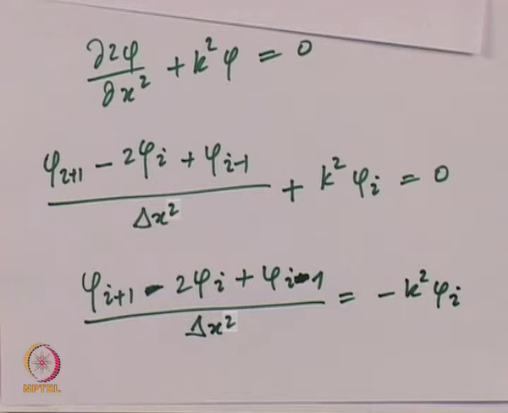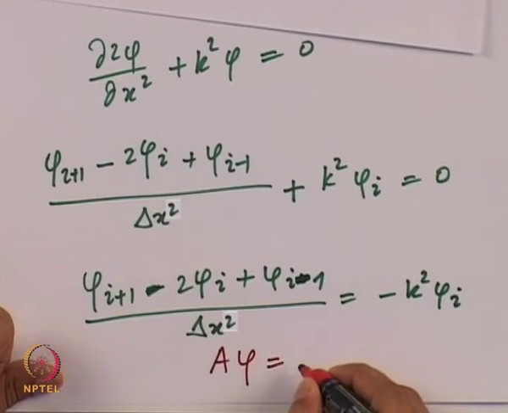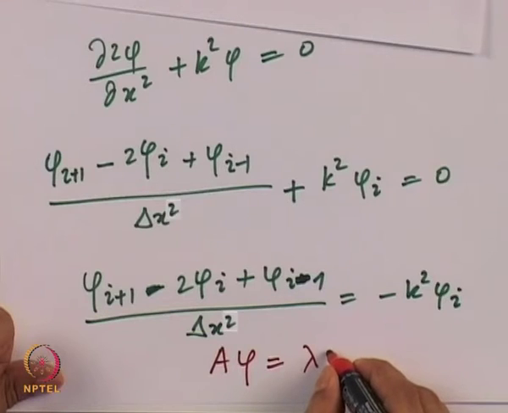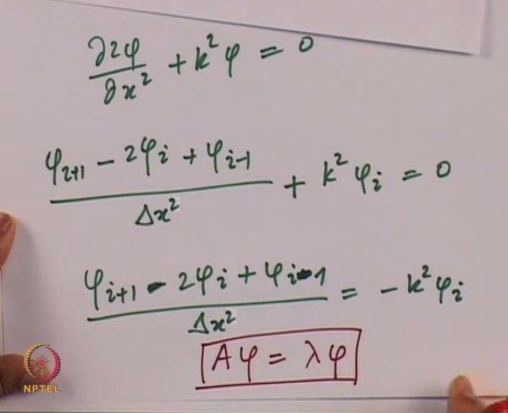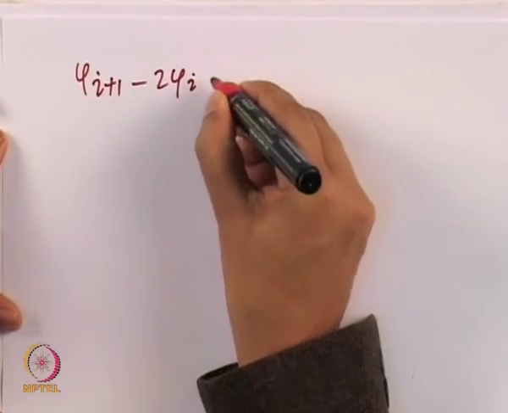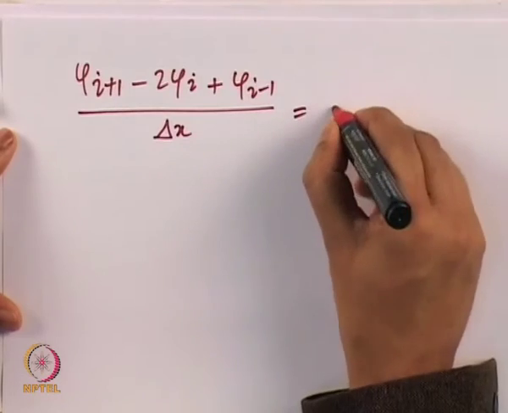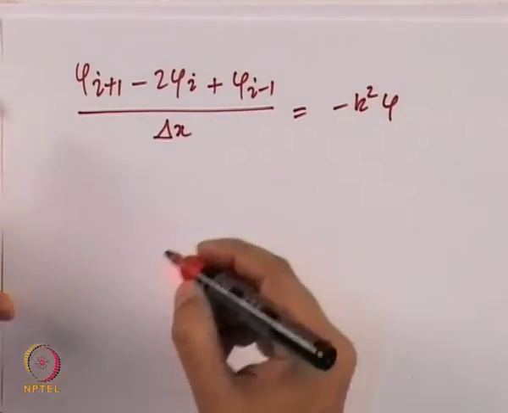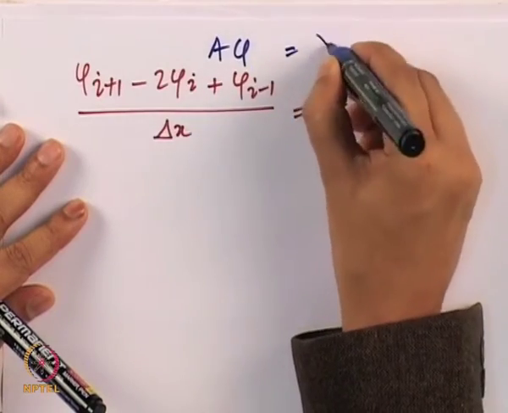So this is an equation which is of the form A multiplied by phi is equal to lambda multiplied by phi. What A and lambda are going to be is something that we will look at now. If you look at that equation, I am writing it again: phi of i plus 1 minus 2 phi of i plus phi of i minus 1, divided by delta x square, is equal to minus k square phi. I said this is going to be equal to A multiplied by phi is equal to lambda times phi.